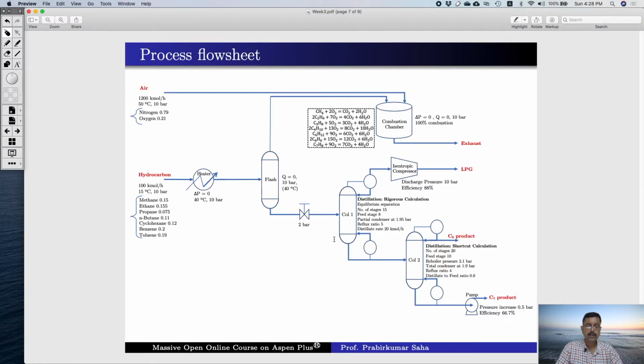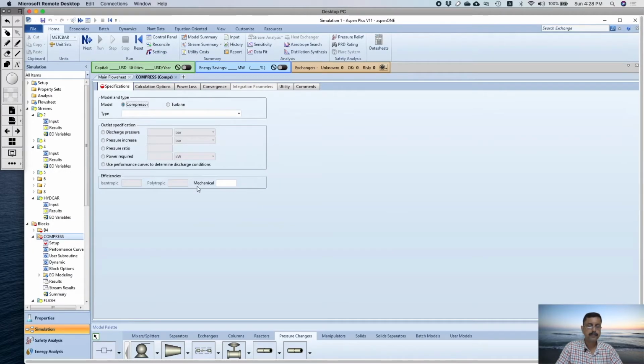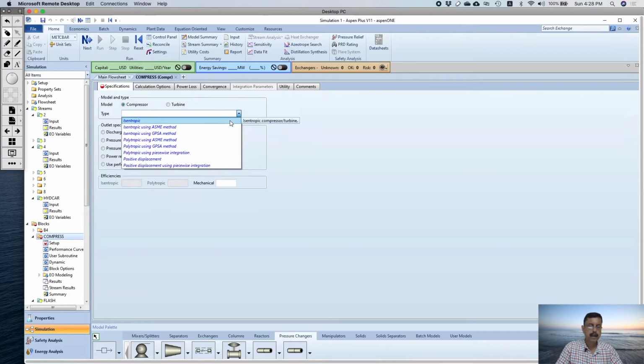For that we go back to our flow sheet and we find it an isentropic compressor whose discharge pressure at this end should be 10 bar and it will operate at 88% efficiency. So we go back, click on this compressor. What is the model type? Model and type. So model, it will be compressor, not turbine, and type, it will be isentropic.